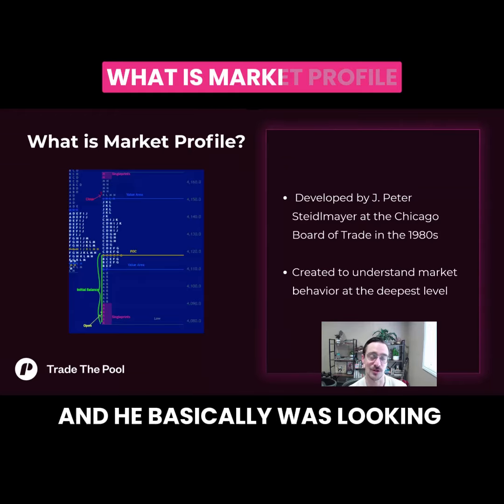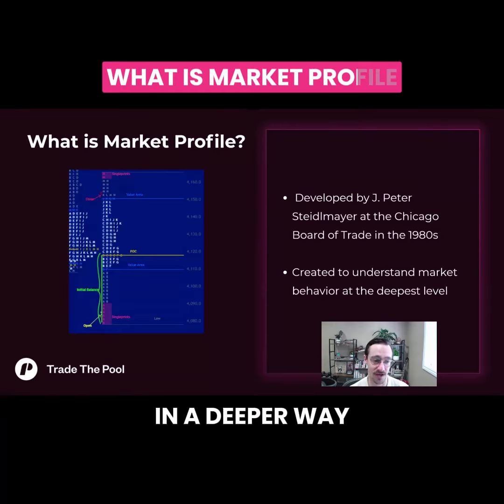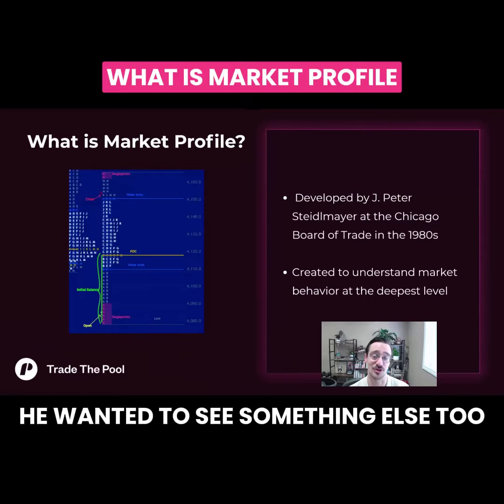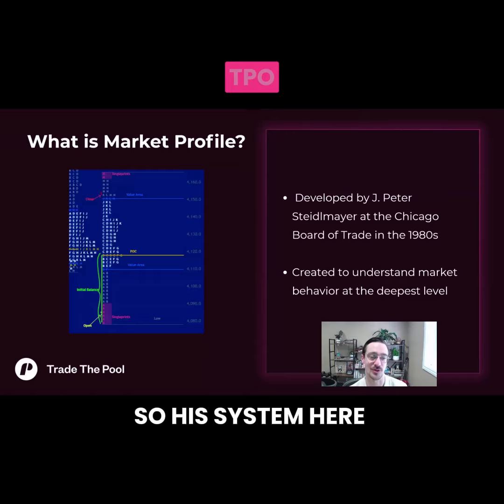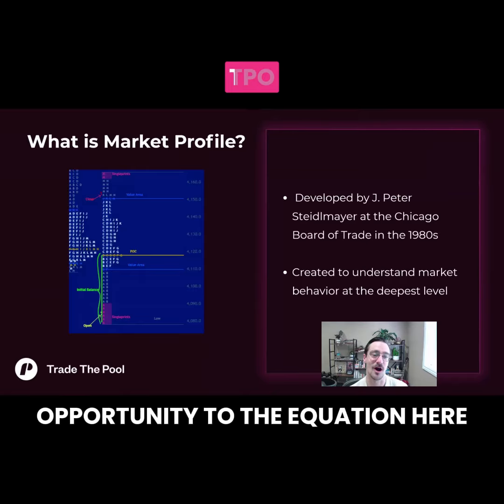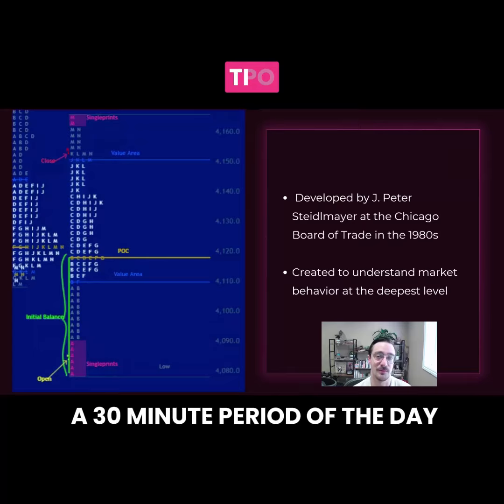And he basically was looking for a system and a way to conceptualize and understand the market in a deeper way and the market behavior in a deeper way. It wasn't cutting it for him to see the time and price. He wanted to see something else too. And so that's where the TPO comes in, and that's time, price, opportunity. So his system here is basically introducing opportunity to the equation here. Each letter essentially stands for a 30-minute period of the day.